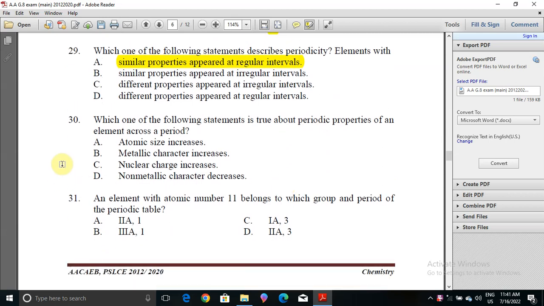Now question number 30. Which one of the following statements is true about periodic properties of an element across a period? Atomic size increases, metallic character increases, nuclear charge increases, or non-metallic character decreases? The correct answer will be nuclear charge increases, because it says what is true across a period. If you're going across the periodic table, the nuclear charge will increase.